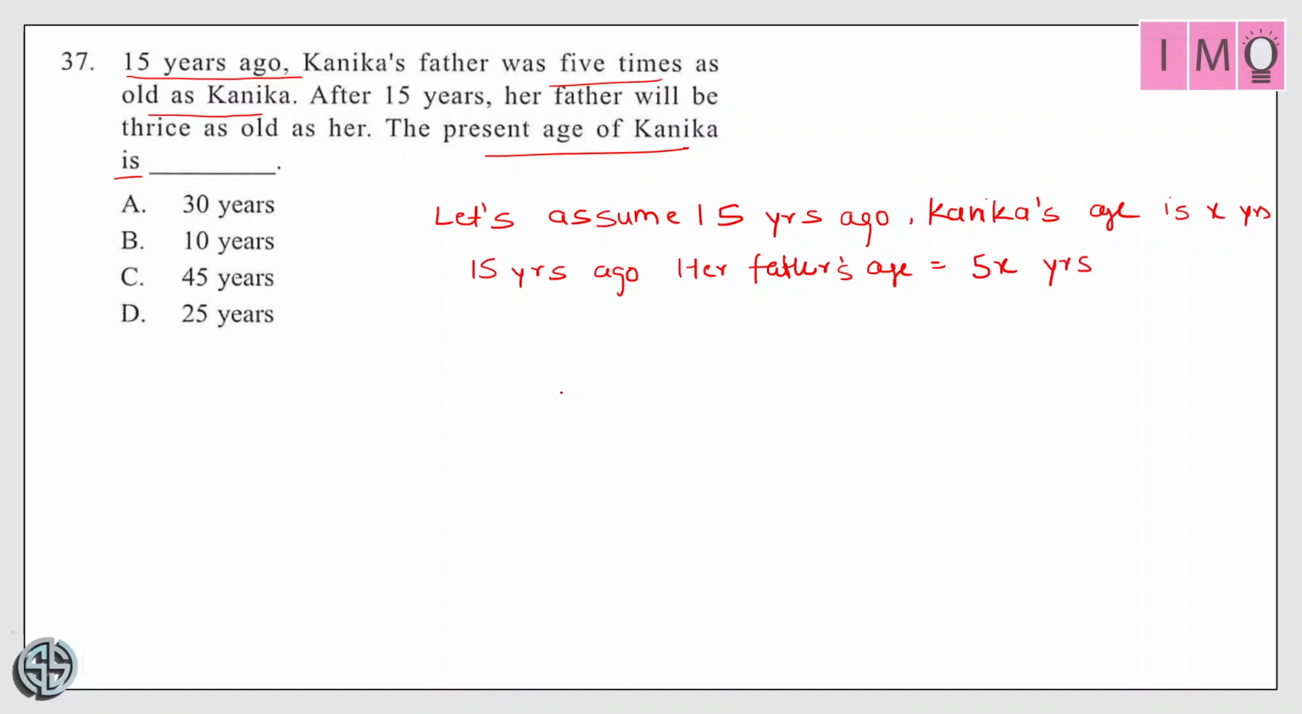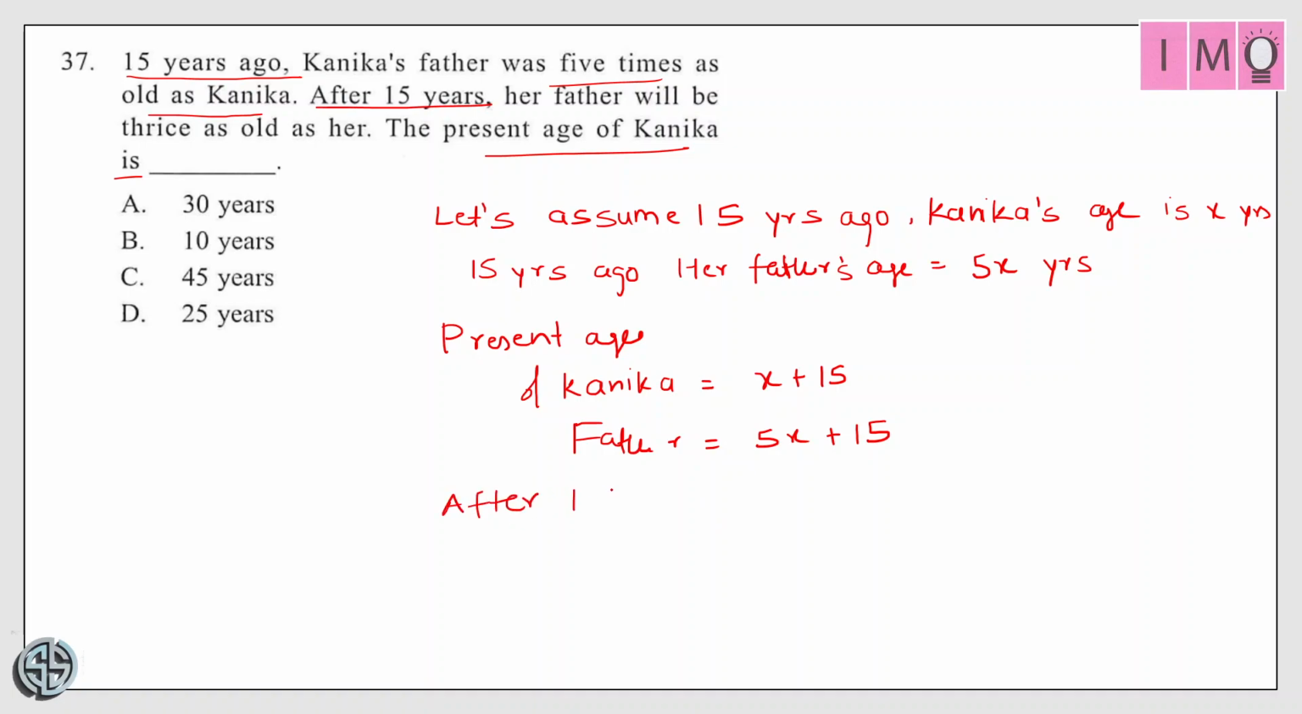But these are the ages 15 years ago. Can we find the present ages of both of them? Present age of Kanika will definitely be x plus 15, because 15 years ago if the age was x years, the present age will be x plus 15. And her father's present age will be equal to 5x plus 15, because 15 years ago if his age was 5x years, then 15 years later it will be 5x plus 15. Now it is said after 15 years, right? Means we also have to calculate the age after 15 years.